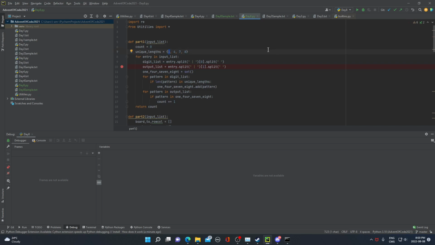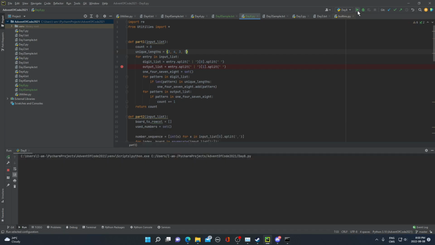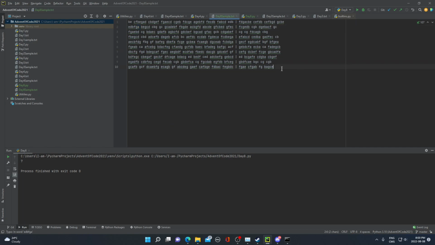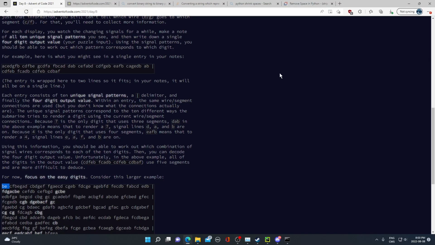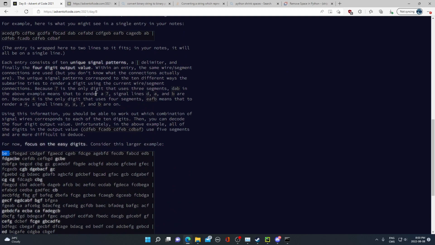The length of 1 is actually 2. The length of 4 is 4. The length of 7 is 3. The length of 8 is 7. So now if we run it, we'll get a total of 7.